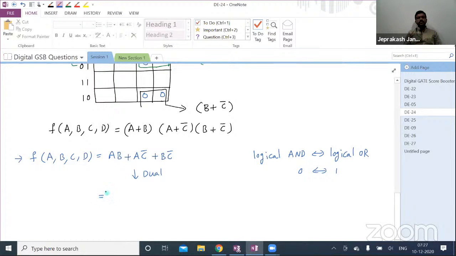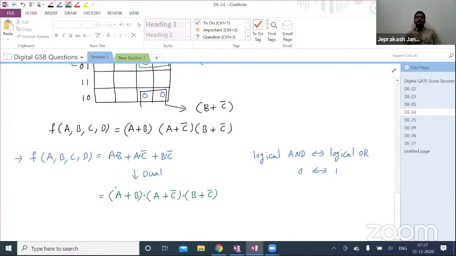So all of you just apply the duality principle here. You'll get (a plus b) into (a plus c bar) into (b plus c bar). See, here you're having logical and, logical or will come. Here you're having logical or, that means you'll get logical and. That's all.